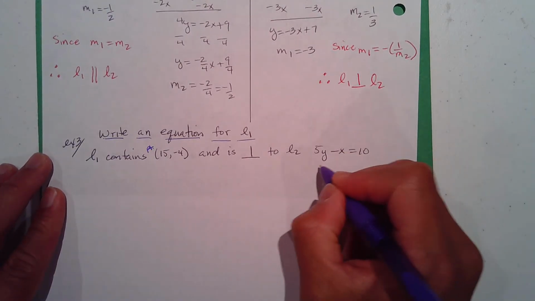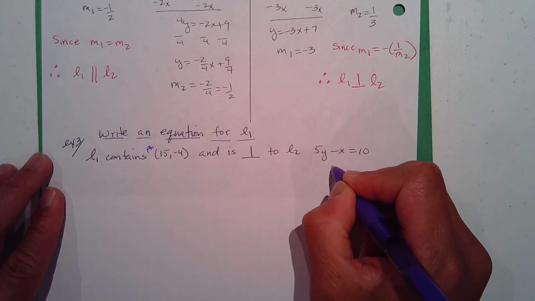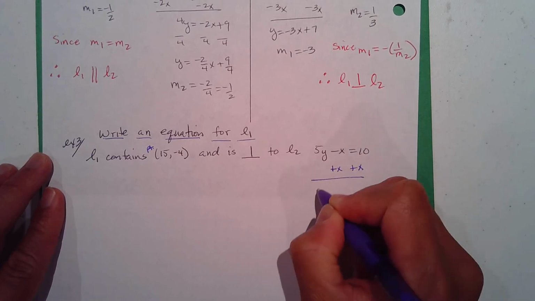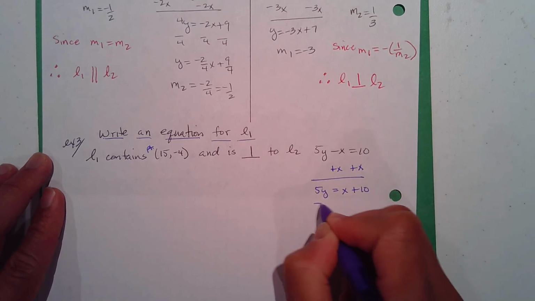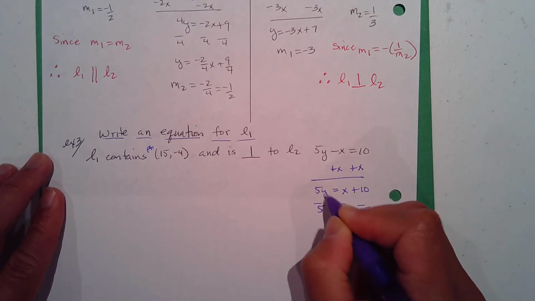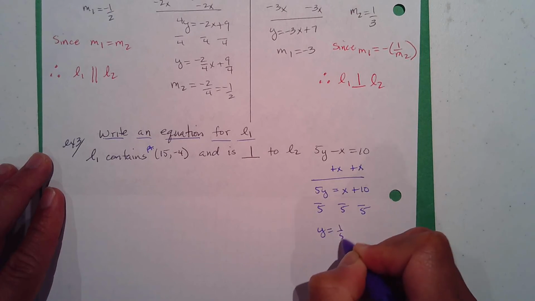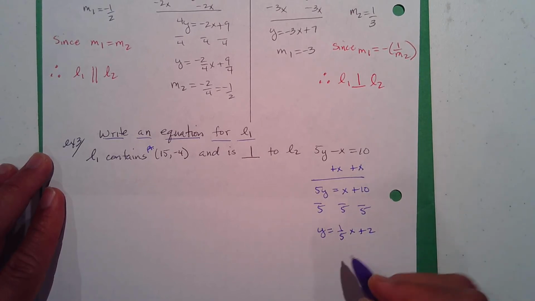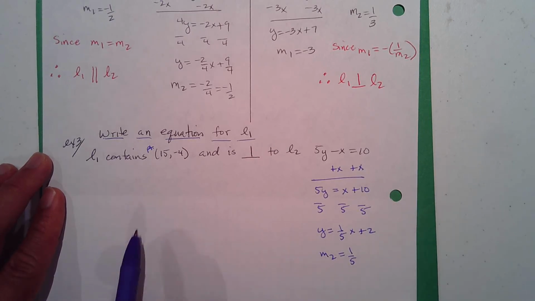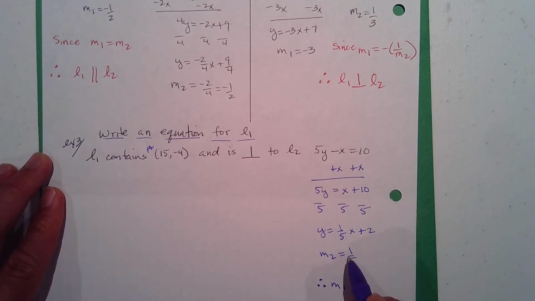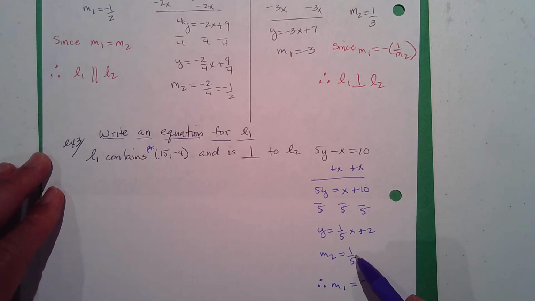So let's start the work. Get y by itself, so I'm going to add x to both sides. 5y equals x plus 10. Again, we're isolating y. Y is equal to 1/5 x plus 2. The slope of line 2 is 1/5. If we already said line 1 is perpendicular to line 2, therefore the slope of line 1 has to be the opposite reciprocal. Opposite of a positive is a negative. The reciprocal of 1/5 is 5.